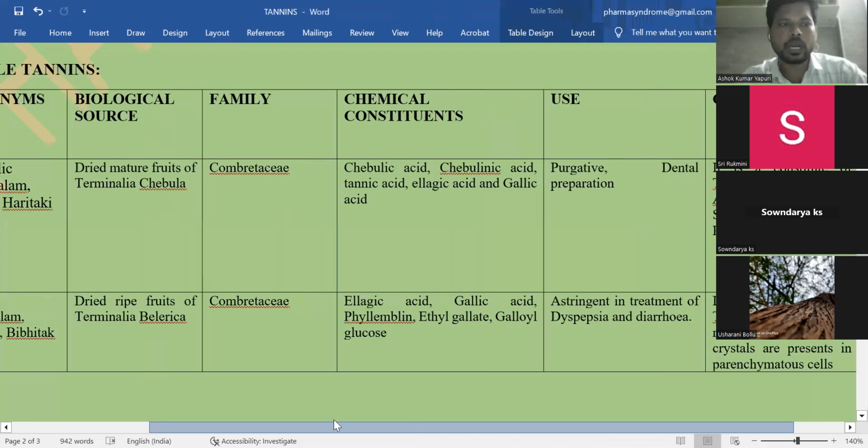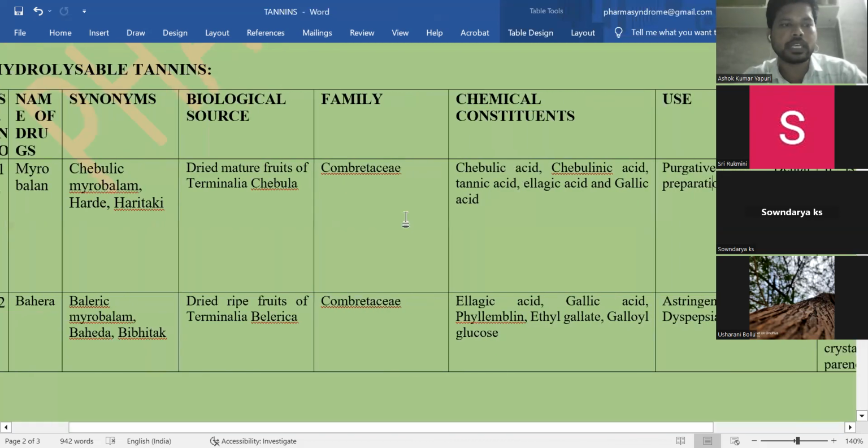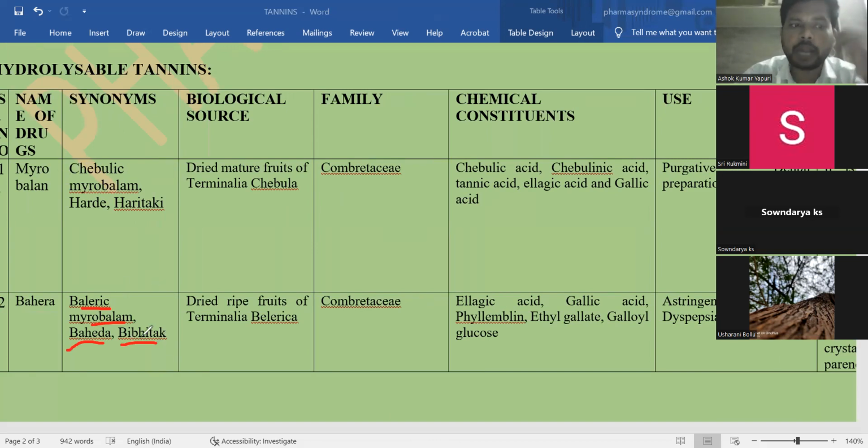And next, the second hydrolyzable tannin containing drug, Bahera. Bahera is also known as Bellaric myrobalan, Baheda, Bibitak. Haritaki is myrobalan and Bibitak is Bahera. So the names will be a bit different, so don't be surprised or afraid. The biological source is dried ripe fruits of Bellarica.